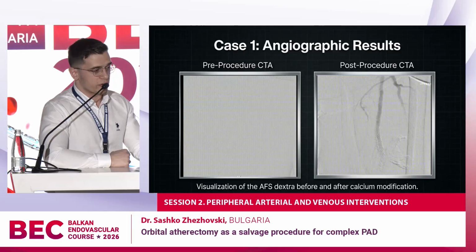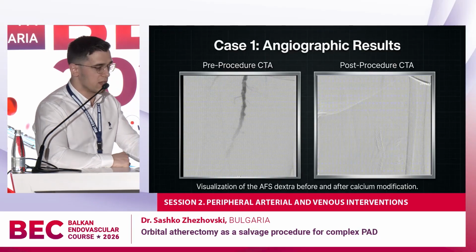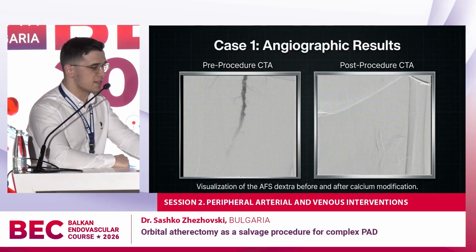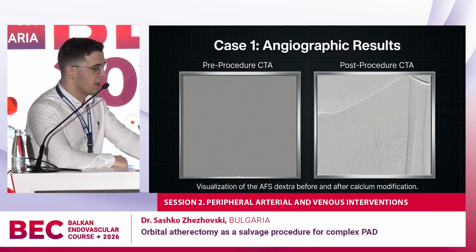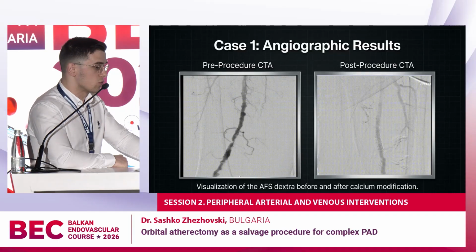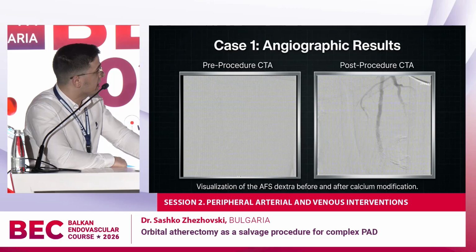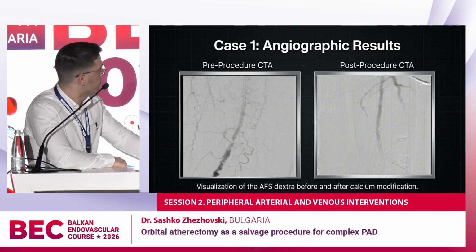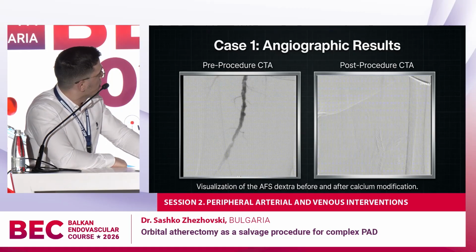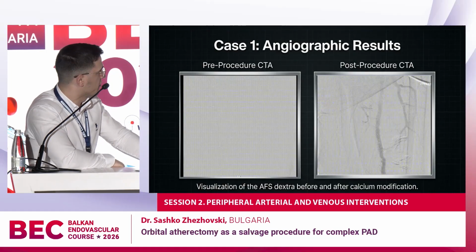Adjunctively to the orbital atherectomy, we did angioplasty of the superficial femoral artery segments as well as the anterior tibial artery, and we then also deployed a self-expandable stent due to flow-limiting dissection at the end of the angioplasties. You can notice the angiographic results, the pre-procedure and the post-procedure angiographies.